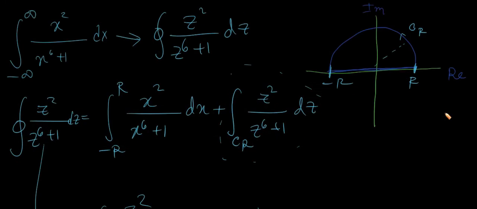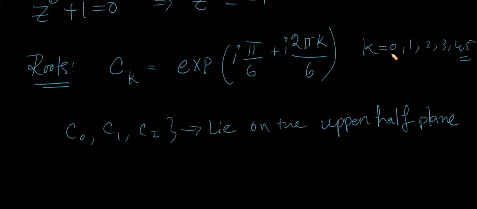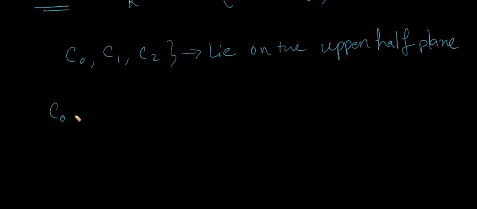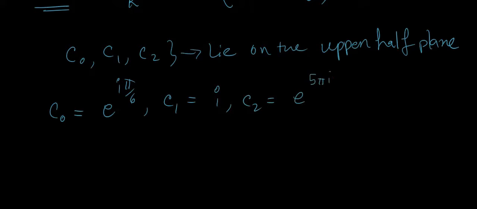So there will be 3 points on the upper half plane, and if you do the calculation for k equals 0, k equals 1 and k equals 2, you will find that C0 is simply e to the power iπ/6, C1 is just i, and C2 is just e to the power 5πi/6. We only need residues for these three poles or these three singularities.